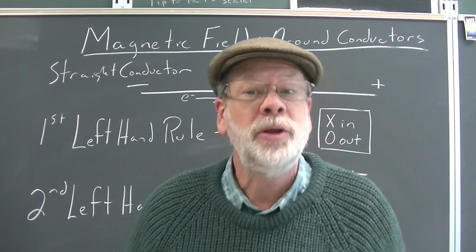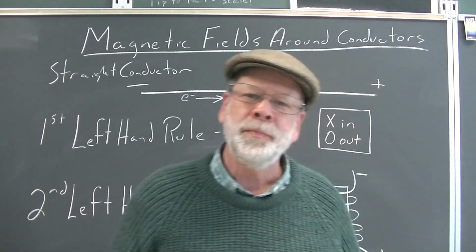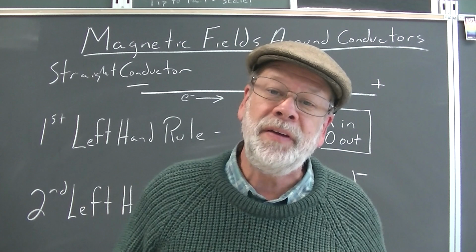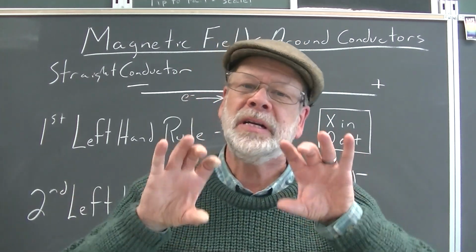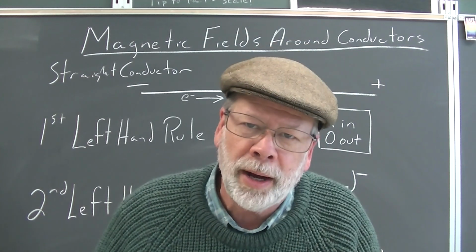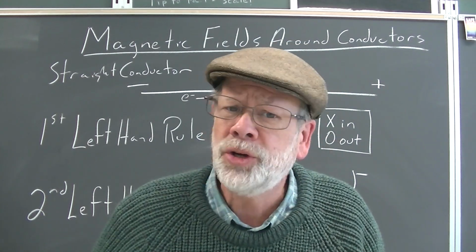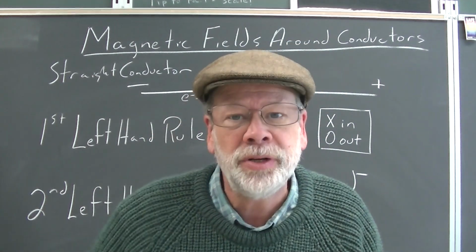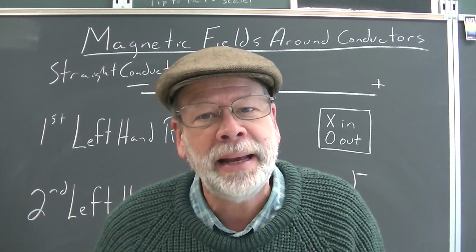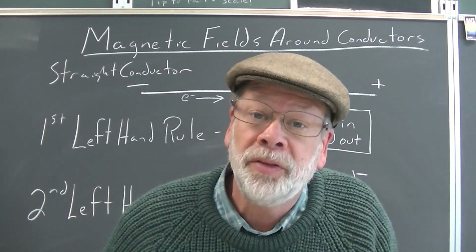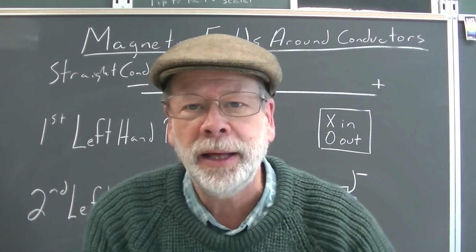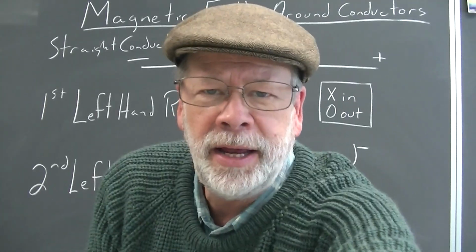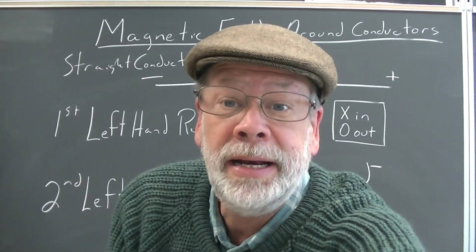Suffice to say that when you have a current flowing through a wire, you create a magnetic field in concentric circles, not spirals, but rather concentric circles around that wire. What I'm going to show you today is simply the conventions as to how to figure out where that magnetic field goes, and these are called the left-hand rules.